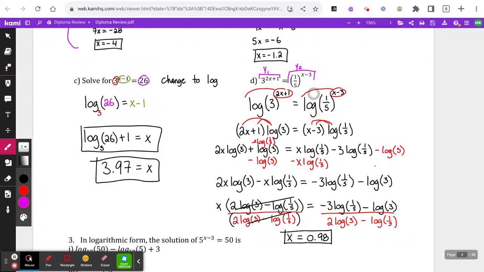If it just says solve, do we leave it in that form, or do we actually calculate x? It would tell you how to solve. It would either say exact value or decimal. It wouldn't just say solve.